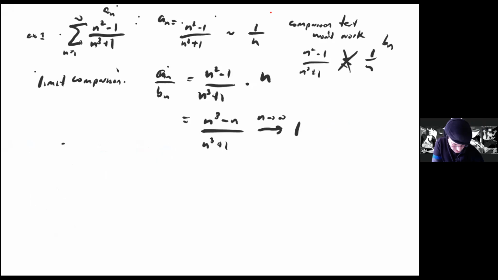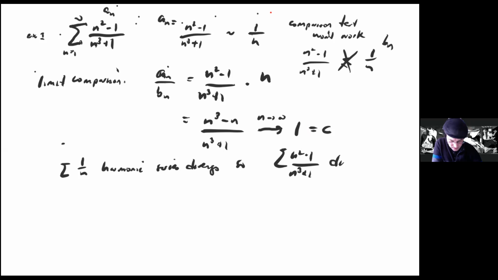If you get this limit is C, and C is a finite number, then either both series converge or both series diverge. Well, the summation of 1 over n, which is the harmonic series, diverges. So the summation of n squared minus 1 over n cubed plus 1 diverges. So we were on the right track. I just didn't apply the test correctly. So we use the limit comparison test in this case, and this turned out to work well. Okay, so there we go. Let's go to the next problem.